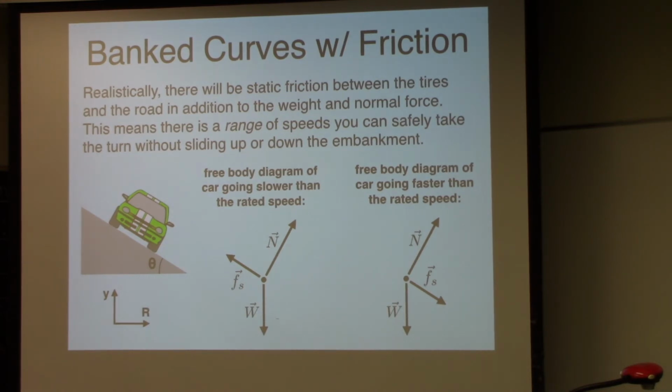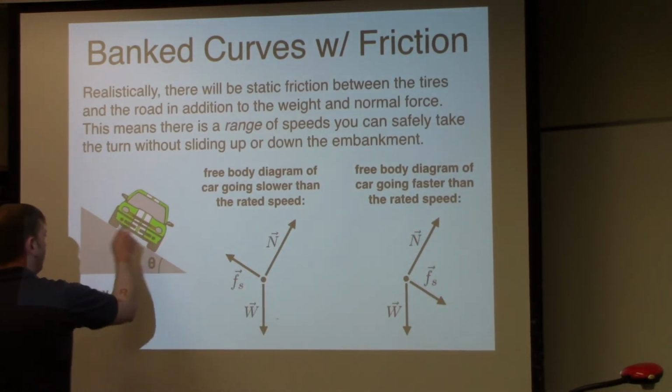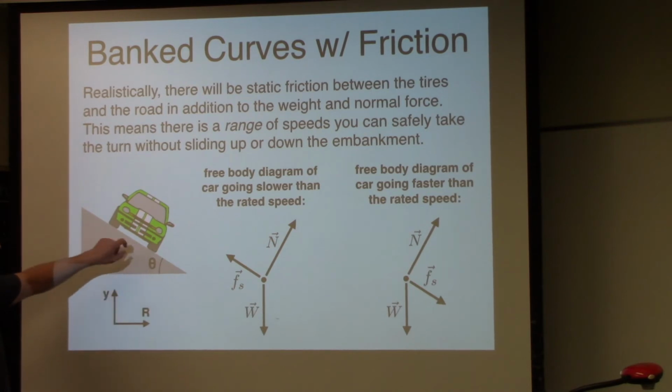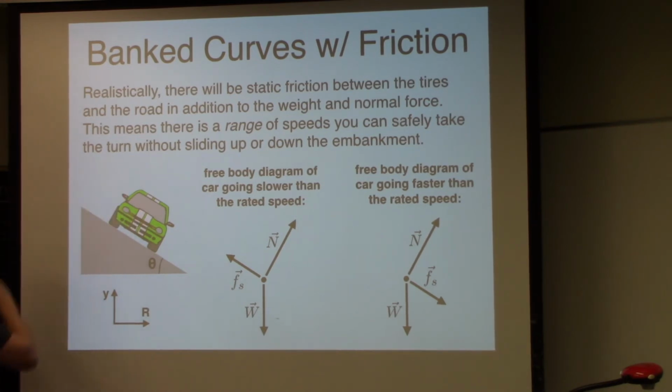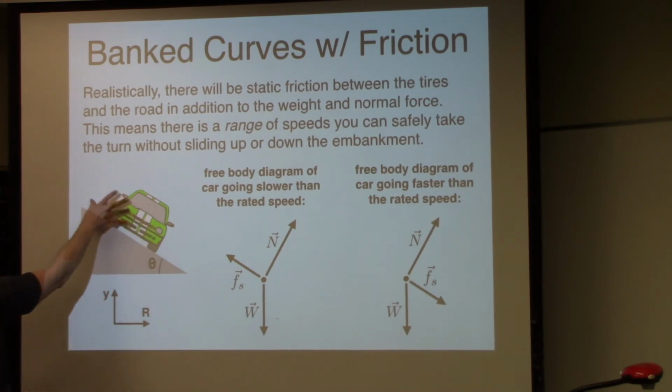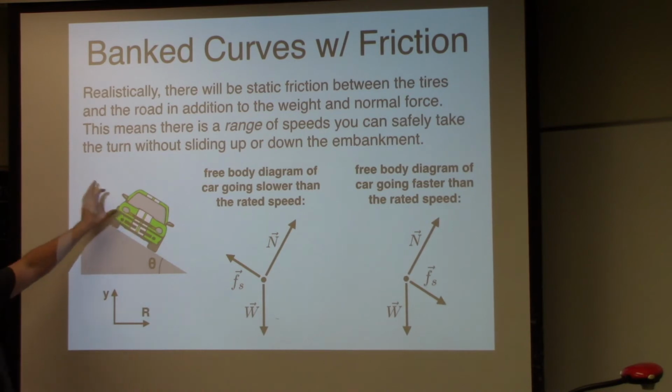Okay, so let's take a look. Now let's say you're driving your car on a banked curve and you're going faster than the rated speed, which means, if you think about it, if there's no friction between the tires and the road, your car is going to want to drift up the embankment if you're going way too fast. Okay, it's going to drift up the embankment. So if we want to prevent it from drifting up the embankment, what we need is some kind of friction force which points down the embankment, preventing it from sliding up.